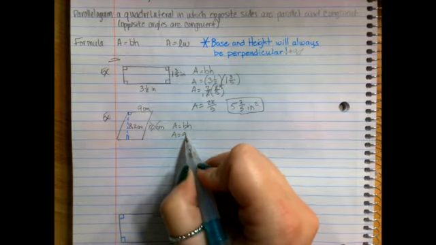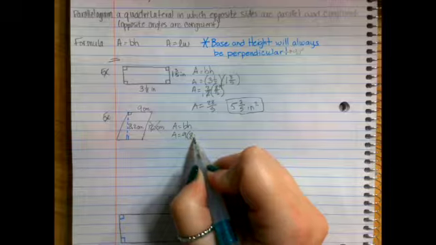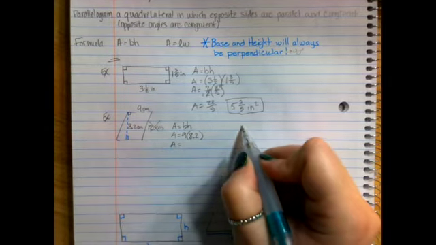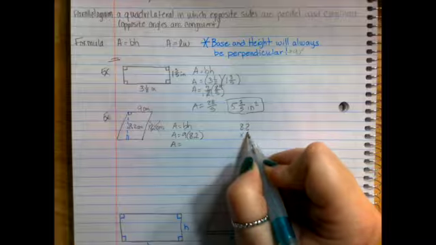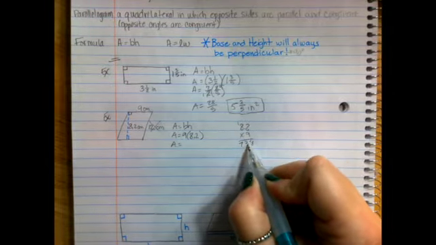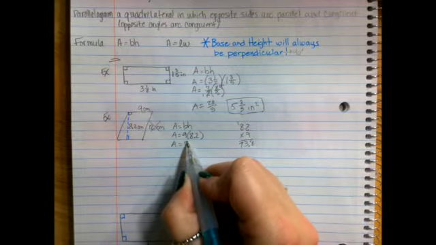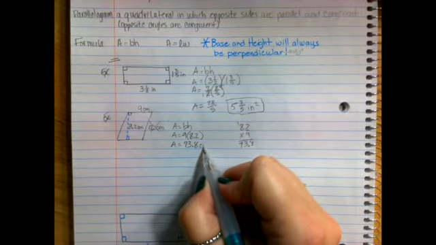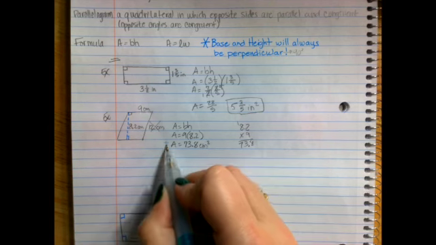So my base is 9. The height is 8.2. So real quick, 8.2 times 9, I get 73.8, and they have it labeled centimeters squared.